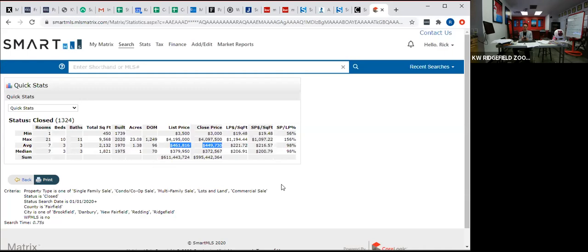449,730 divided by 461,816. So the average list to sale ratio here is 97.4. 97.4. That's how fast the town is moving. So let me ask you this: is that faster or slower than my agent number? Faster, exactly right. Is it faster or slower than my market center number?